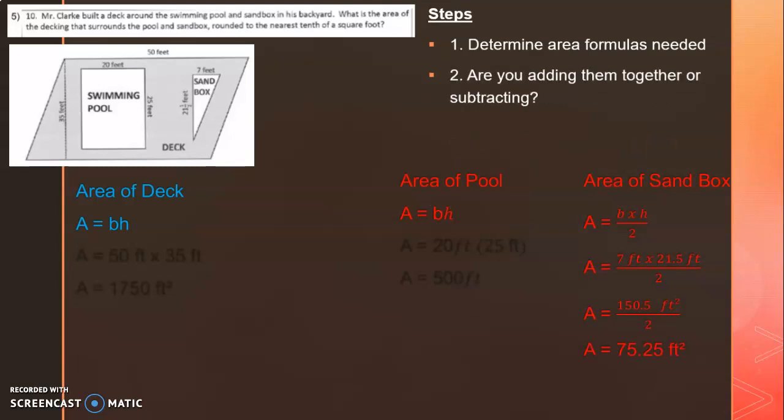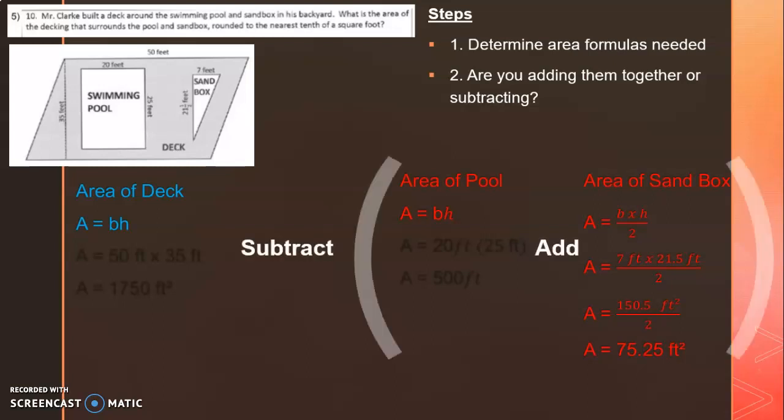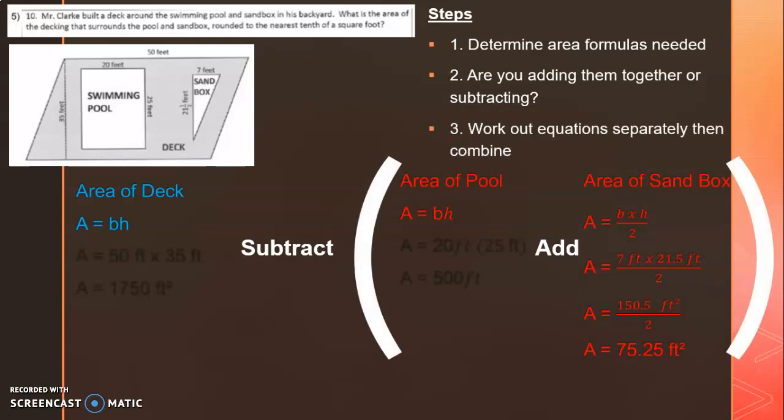And for this one specifically, we're going to subtract the total of the pool and the sandbox put together. So first I would have to find the area of all three, add together the pool and the sandbox, and then subtract that total from the deck. So we're going to subtract and add here. Don't forget your parentheses, these go together, and we'll work them up.